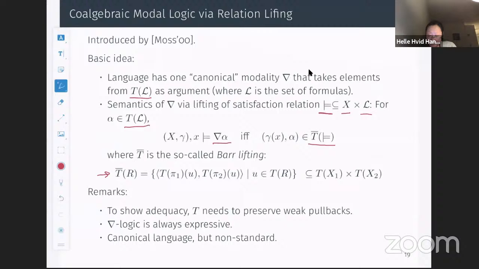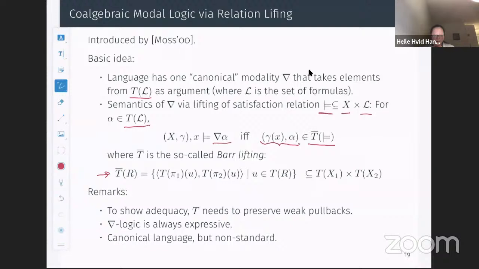if you look in this lifted relation, then you will find gamma X and alpha, right? So alpha came from T of L, gamma comes from T of X. So type-wise, it's fine, right? And if you indeed find this pair in your lifted relation, then Nabla alpha is true.